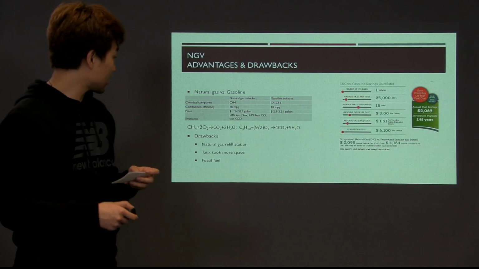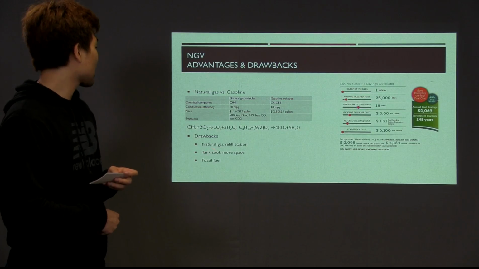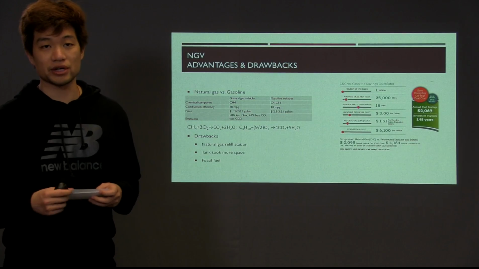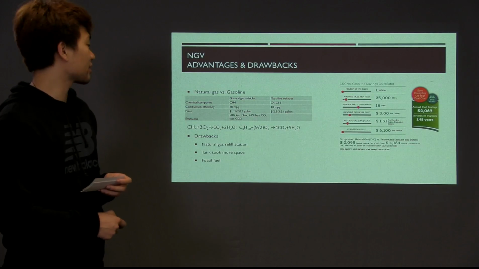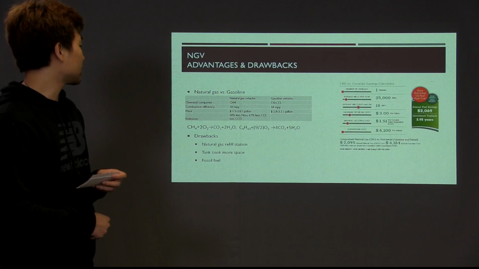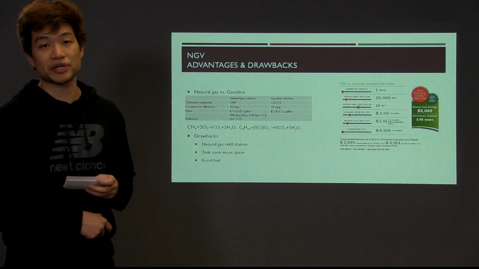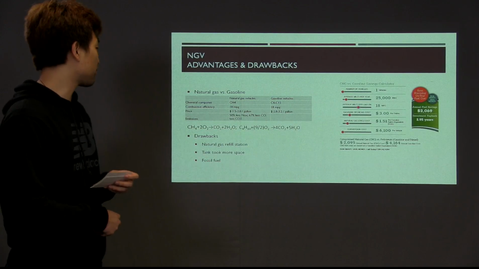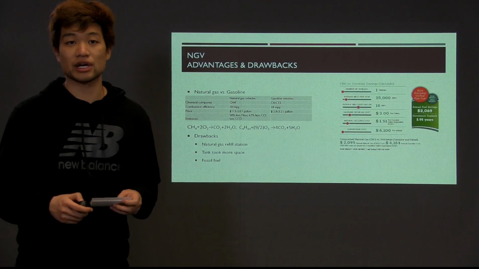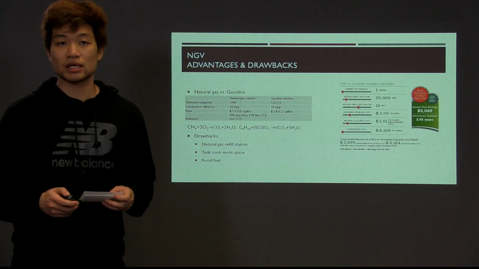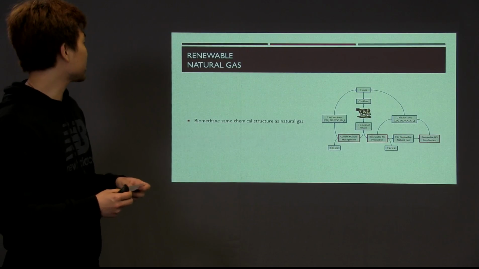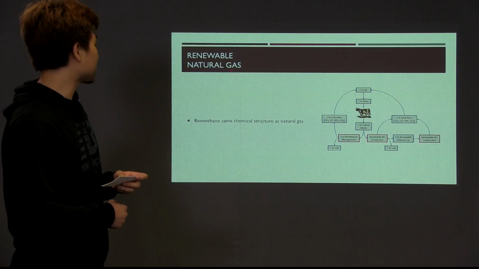Also, natural gas vehicles have their own drawbacks. First of all, our country has mainly depended on gasoline vehicles, so if we have natural gas vehicles, we need to build natural gas refuel stations. Another one is that natural gas is a gas, so it takes more space in the vehicle compared to gasoline. Another one is that natural gas is a fossil fuel as well, so it's also a source of greenhouse gases. My solution is that we can use renewable natural gas.